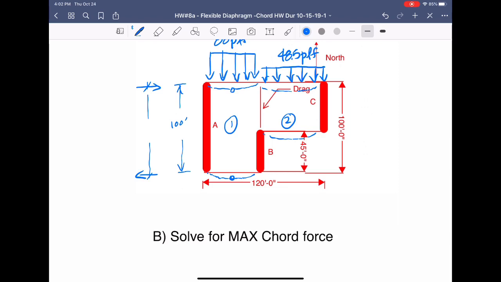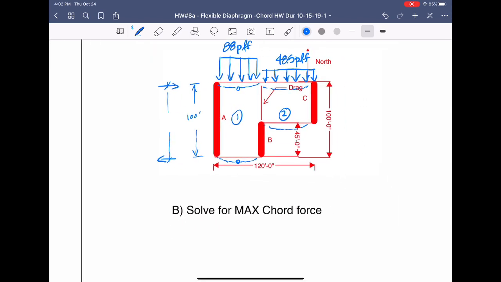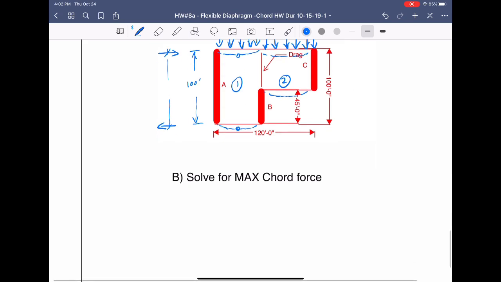So what does that mean? Let's go ahead and look at 1. So if we draw it out like a simple beam diagram, right, we're saying that that's 88 pounds per linear foot. We're saying that this was a width of 55 feet.